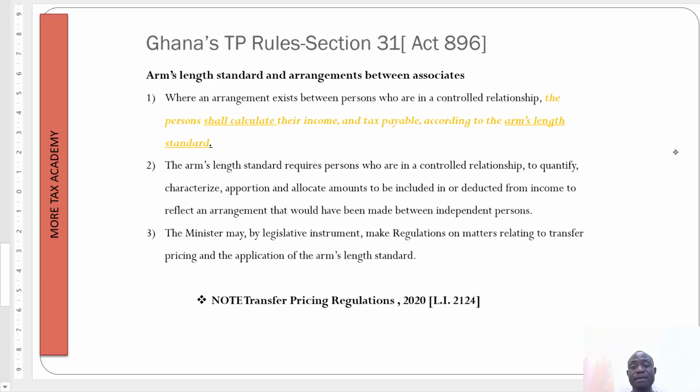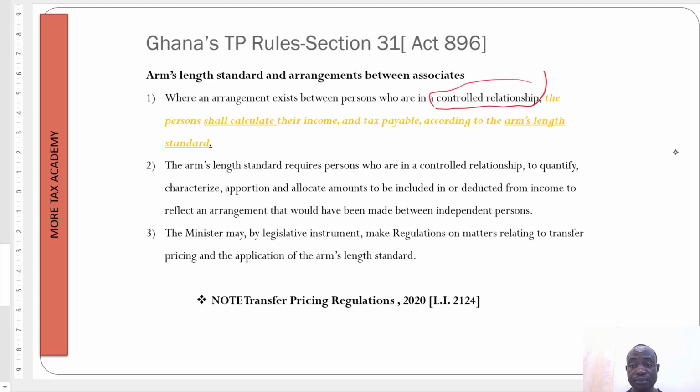In fact, the arm's length principle or the arm's length standard is what has been adopted, and so in our Income Tax Act, section 31, we have it there. It says arm's length standard and arrangement between associates. Subsection 1 says that where an arrangement exists between persons who are in controlled relationship, and this word we are going to see a lot, controlled relationship, the person shall calculate their income and tax payable according to the arm's length standard. So even in the local law, it says that if there is an associate or a subsidiary, as long as there's a related party and you are dealing with them, the most preferred standard is that it should be at the arm's length standard.